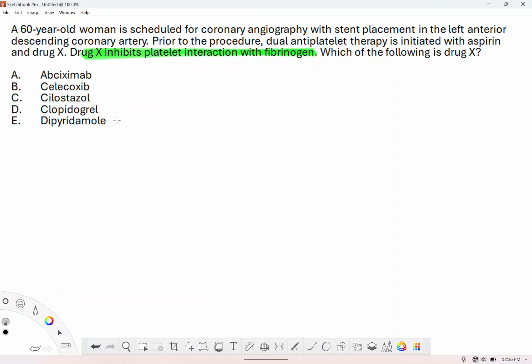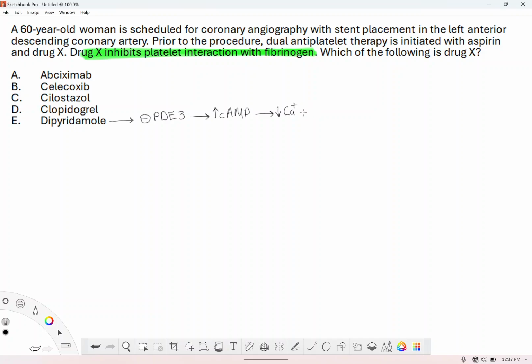So let's look at these drugs. Now let's go with E. In E, dipyridamole. Okay, so this medication inhibits phosphodiesterase. I'll put the negative signs, phosphodiesterase 3. Okay, so inhibits phosphodiesterase. And if you inhibit phosphodiesterase, cyclic AMP will increase within cells. If cyclic AMP increases, therefore intracellular calcium will stay low.